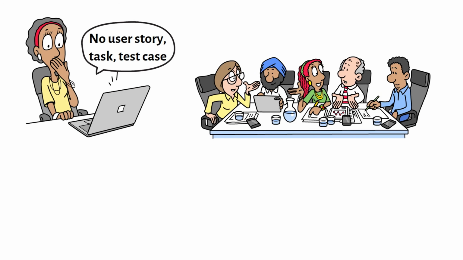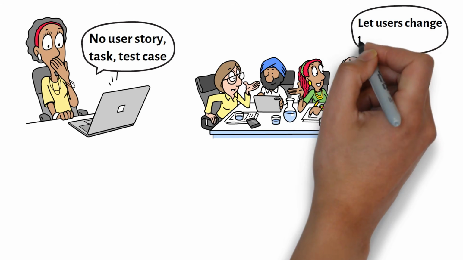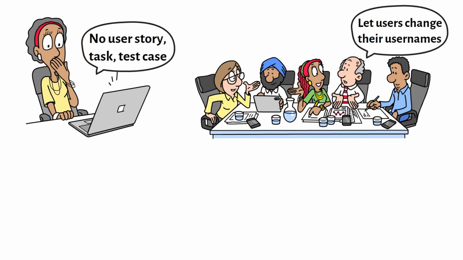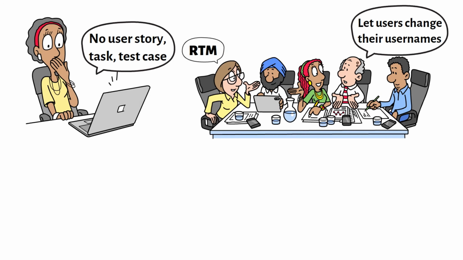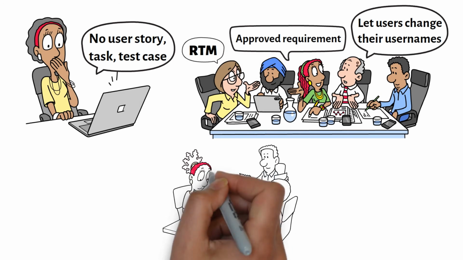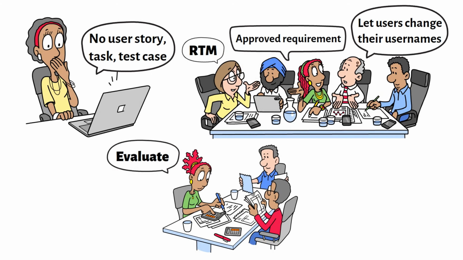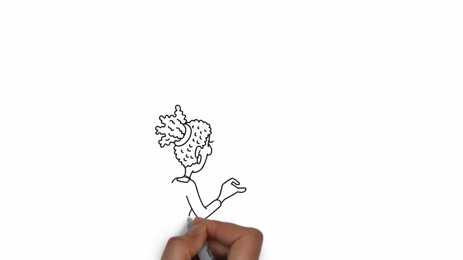Suppose someone says, "While we're building the password reset feature, let's also let users change their usernames." Before adding that work, the project manager can check the RTM. Is there an approved requirement for changing usernames? If not, the team should first evaluate whether a change request is needed before adding work that falls outside the approved scope. Now let's look in the opposite direction.